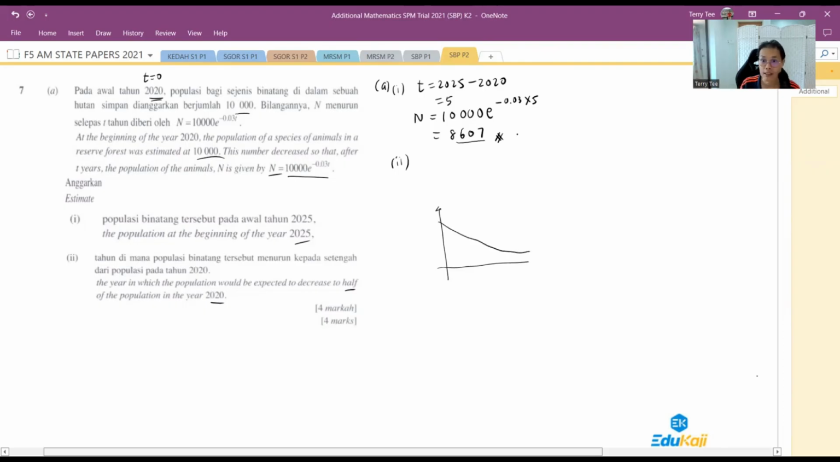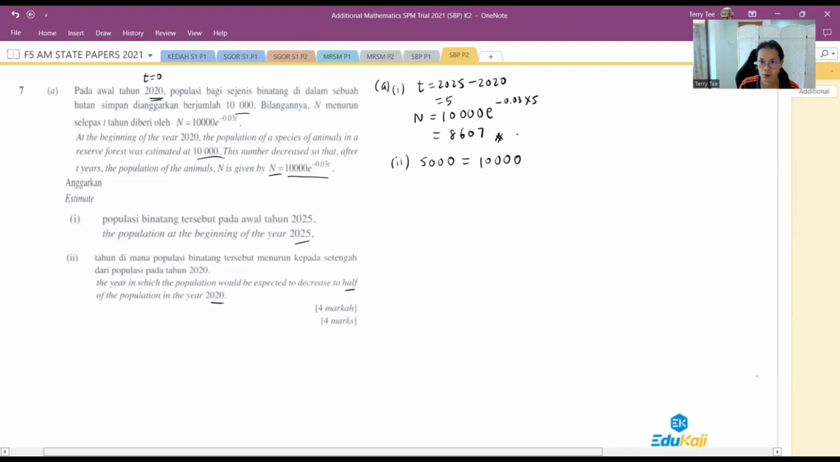Then it started to decrease. After 5 years, it's only 8,607, right? So it's decreasing until at one time, it would be half of its population. So half of its population would be like 5,000, right? So it's at 5,000. So now let's do this. We put 5,000 inside. This is E, sorry, we start with 10,000.